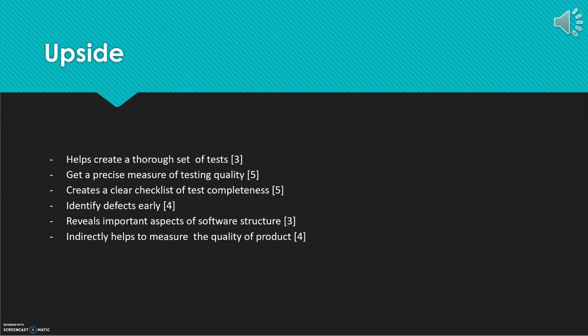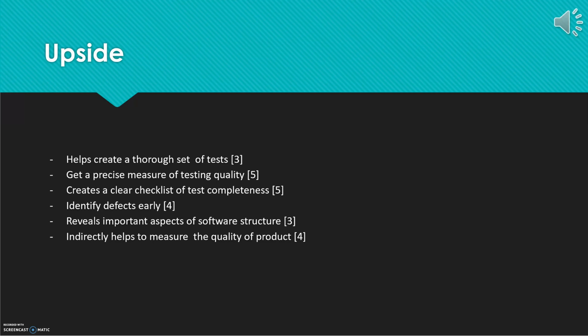With test coverage, there are some upsides and some downsides that could be seen when using this particular method. Some of those upsides we have listed here on this slide, starting with how test coverage helps create a thorough set of tests, since it provides a sort of template to create the exact points that need to be run to make this test successful. Which carries us to the next point, that it provides a sort of measurement or metric that can be used to test the quality of the source code.